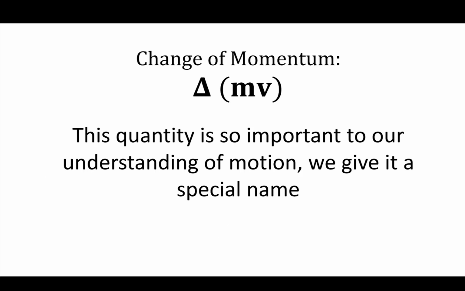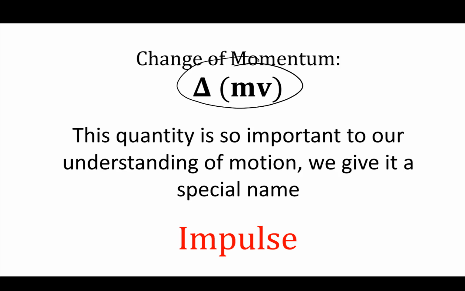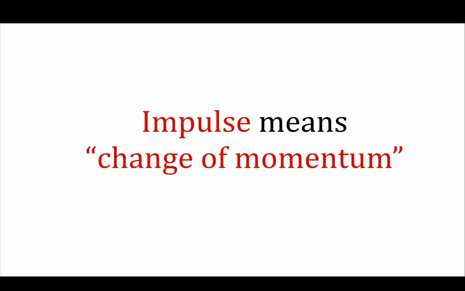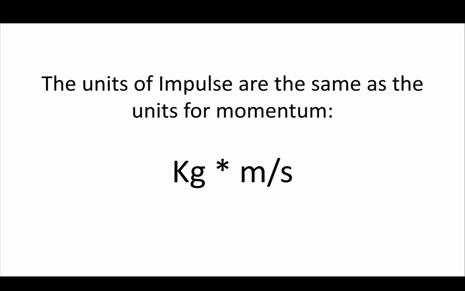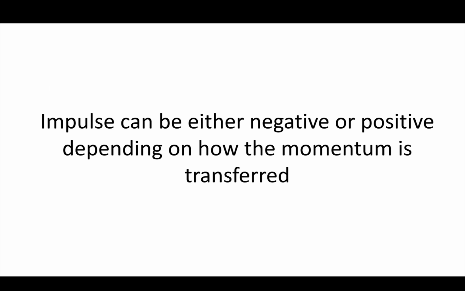Now the change of momentum. This quantity is so important we actually give it a special name, which is what this lecture is named after. We call it the impulse. So the change of momentum of an object is called the impulse that you give the object. Impulse means change of momentum. They're just synonyms. The units of impulse are going to be the same as the units for momentum, so kilograms times meters per second, sort of a weird unit. And it can be either negative or positive, depending on how the momentum is transferred, whether you're transferring positive momentum or negative momentum, meaning you're moving something forwards or backwards.